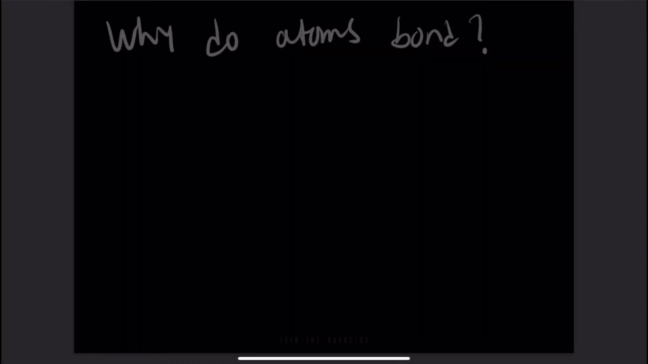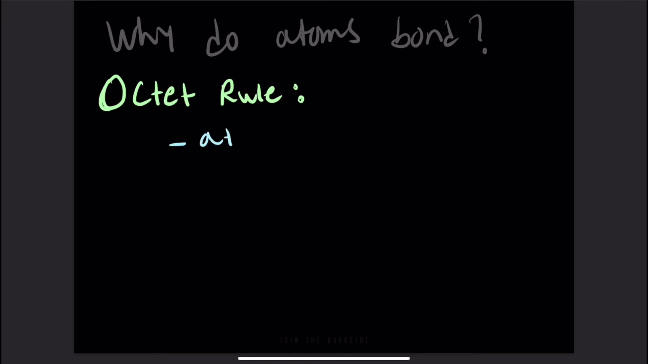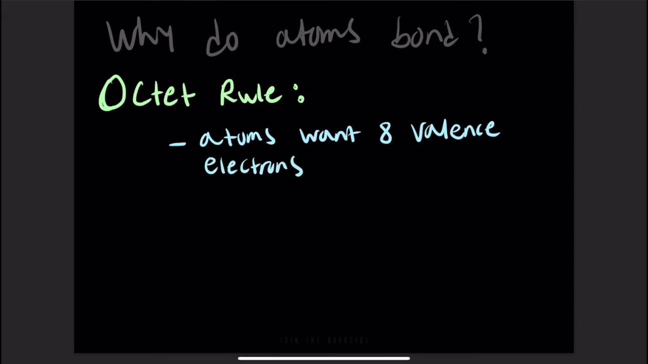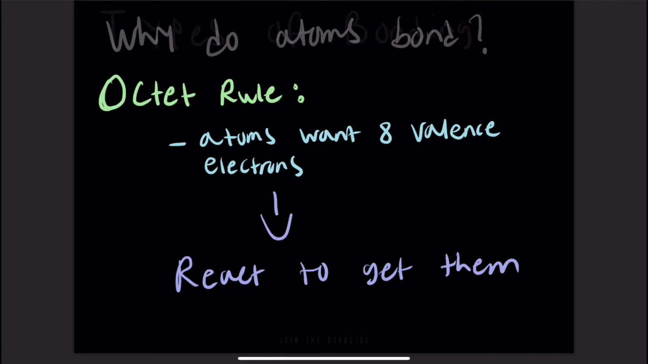Now, I'd like to get into why atoms bond. Atoms bond because of something called the Octet Rule. As its name suggests, the Octet Rule states that atoms want 8 electrons, and they want that for stability. Now, the problem arises where, let's take, for example, carbon. It only has 6 valence electrons. So how does it get 8? Well, it reacts with other elements in order to gain electrons in a process called bonding. Now, let me get into bonding.